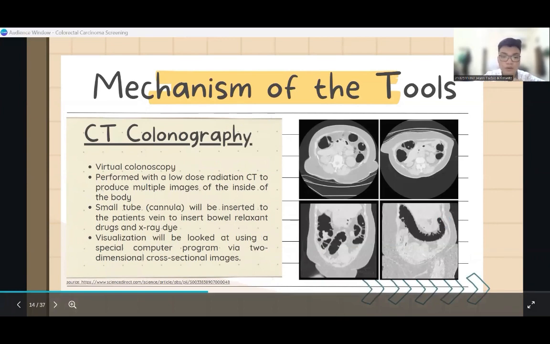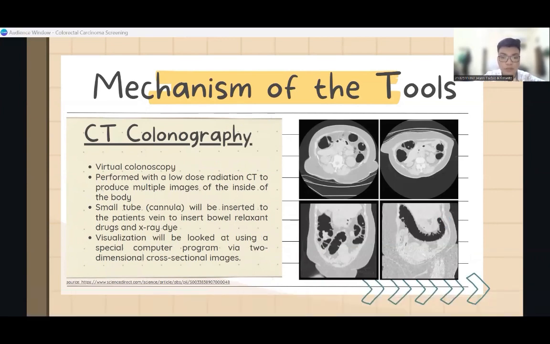Okay, the next one is CT colonography. It is also known as virtual colonoscopy, and it is performed with a low-dose radiation CT to produce multiple images of the inside of the body.